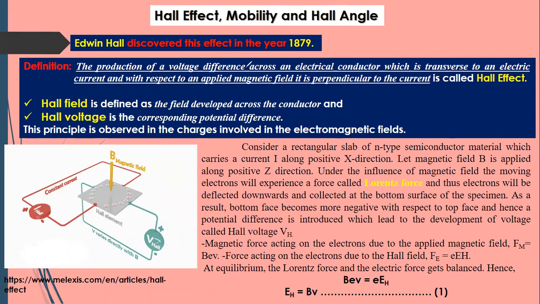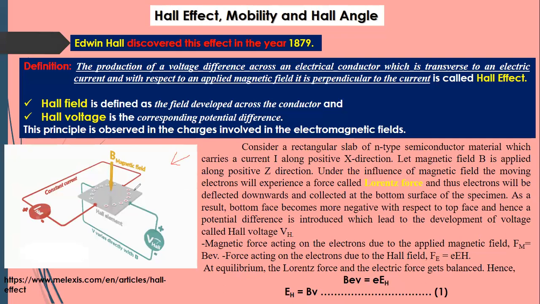The production of voltage difference across an electrical conductor which is transverse to an electric current, and with respect to an applied magnetic field perpendicular to the current, is called Hall effect. So this is the definition of Hall effect. Before discussing the theory regarding Hall effect, let us look at the figure.